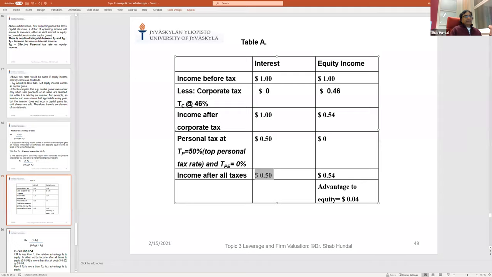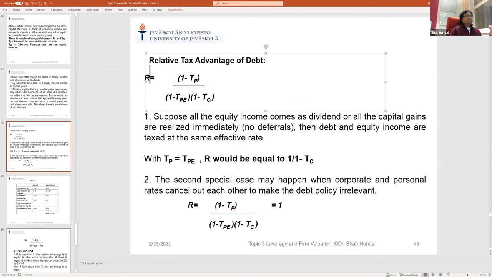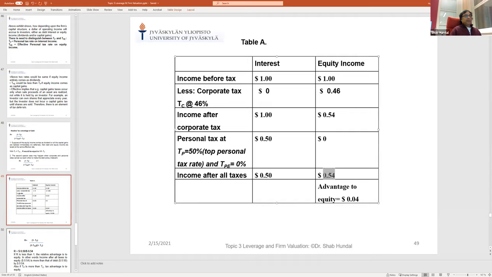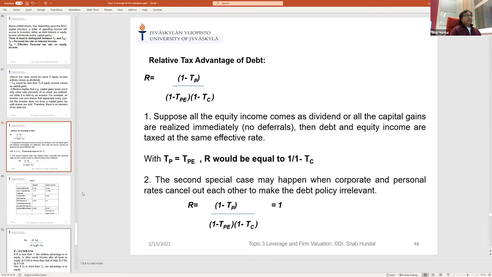If I divide 0.50 by 0.54, then the equation looks like this. This is called R, the relative tax advantage. If this R is less than one, then the overall tax advantage, inclusive of corporate tax rate and personal income tax, is in favor of the equity investor. So in this case, the ratio R, relative tax advantage, will be less than one.